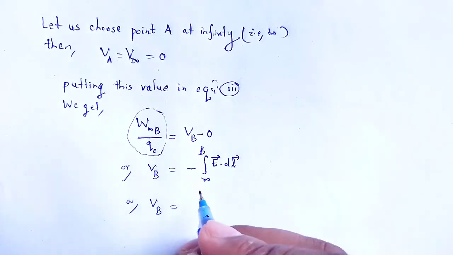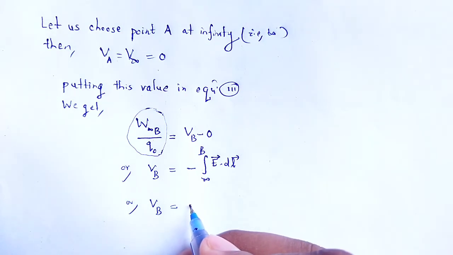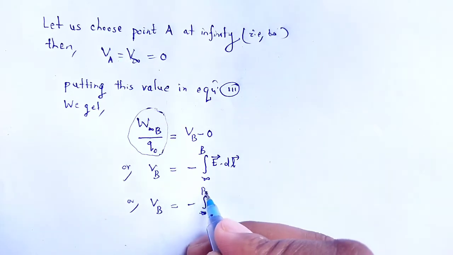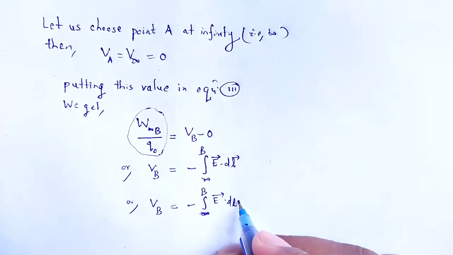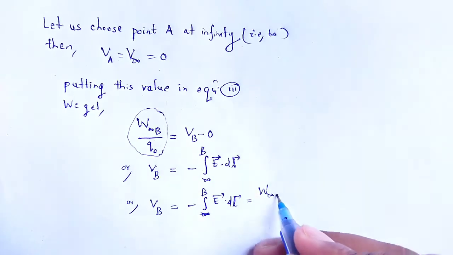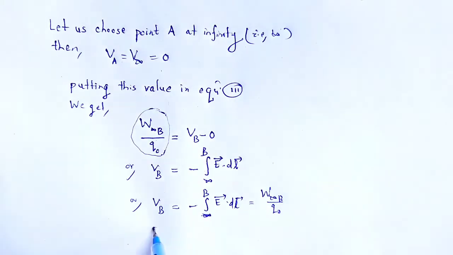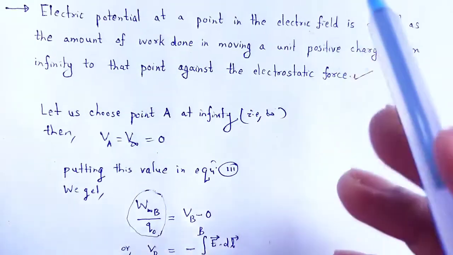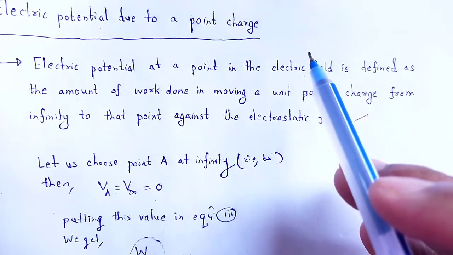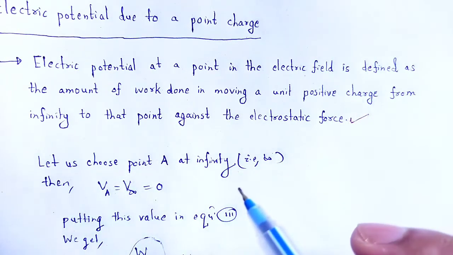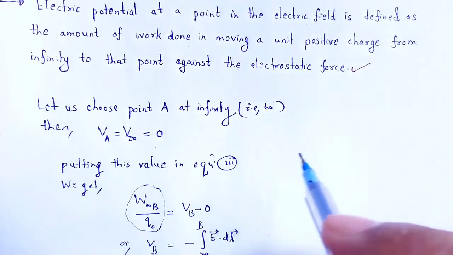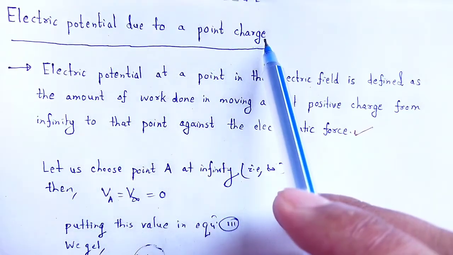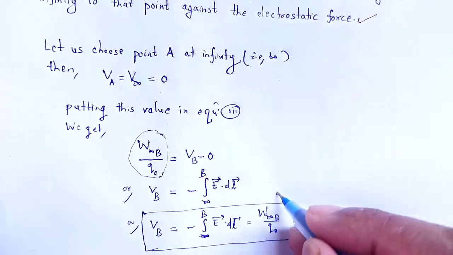That is minus integration over minus infinity to point B of E dot dl, which is equal to W infinity B divided by Q naught. That is the required expression. Means due to a point charge, we can calculate the electric field when that point charge is situated at that point B. So, the electric potential due to that point charge is calculated in this way.